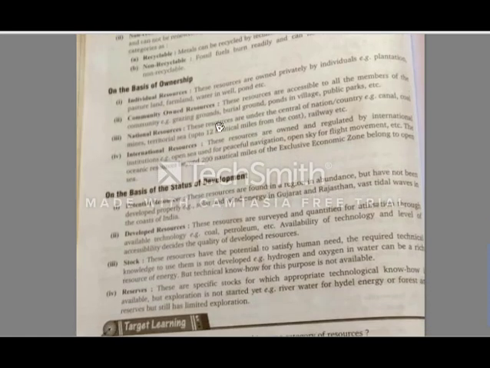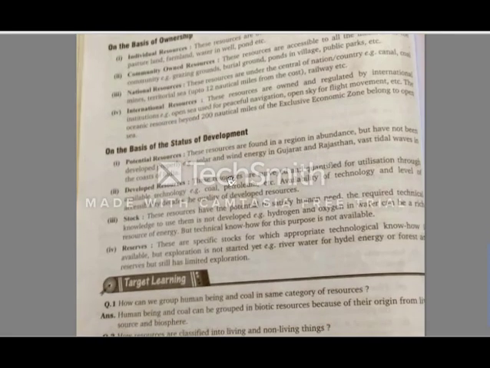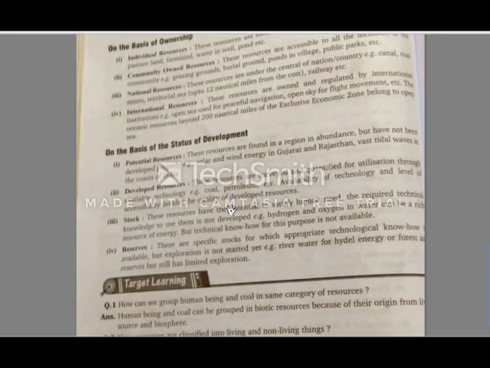Sorry class for the book. Actually, I don't have the book. I asked someone to click a photo of the book, then I got this.